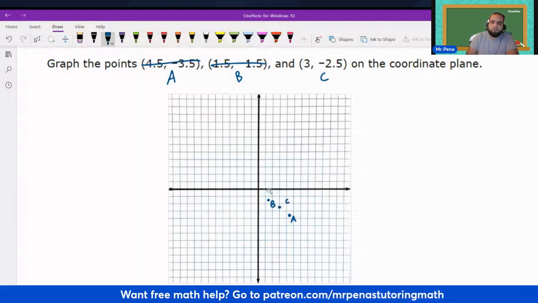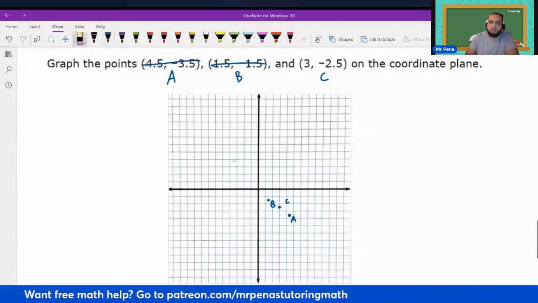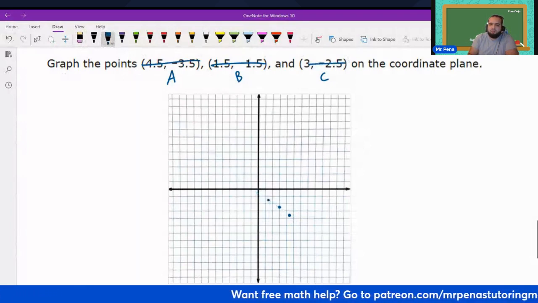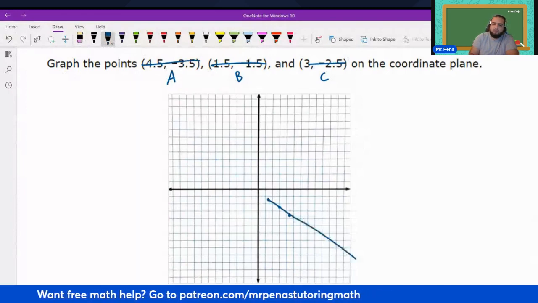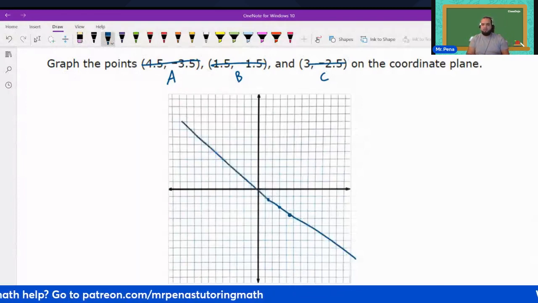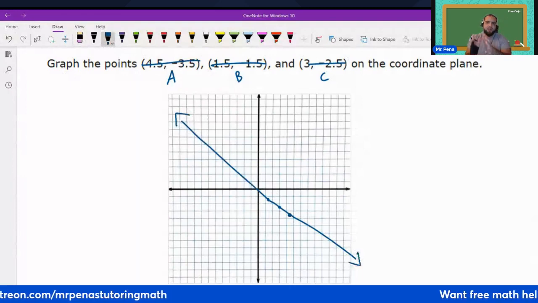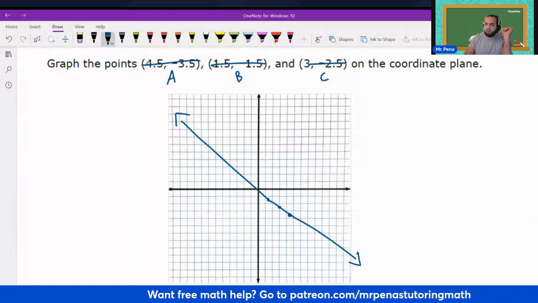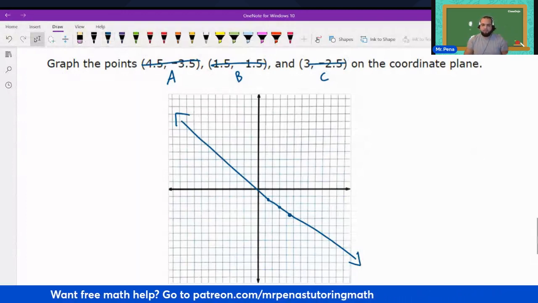So C, B, and A. What do you know? Just by coincidence, it's actually a straight line. So because it's a straight line, its problem is most likely correct. Just because we're just starting off with coordinate planes. Doesn't always have to be a straight line, but in this case, all 3 points are perfectly in harmony.